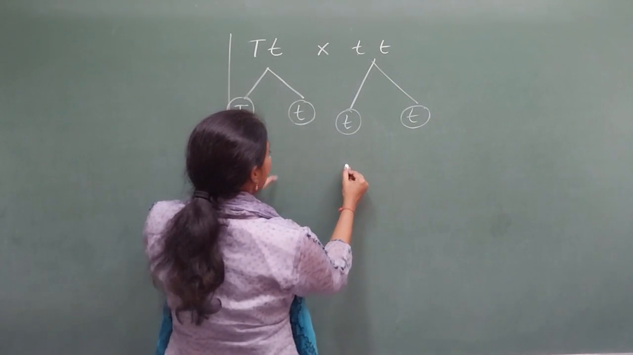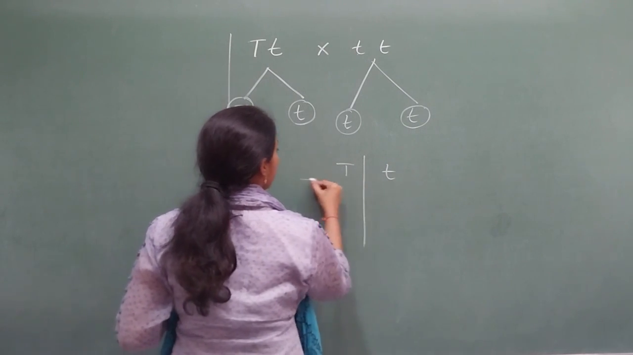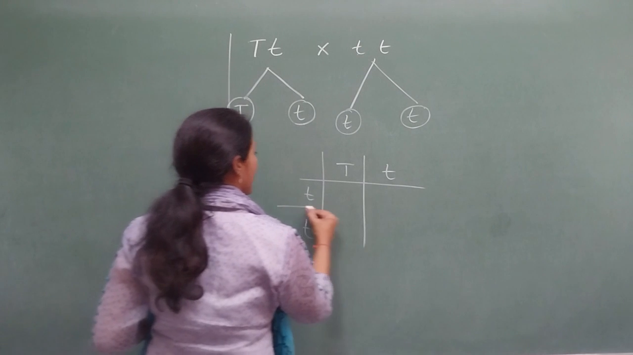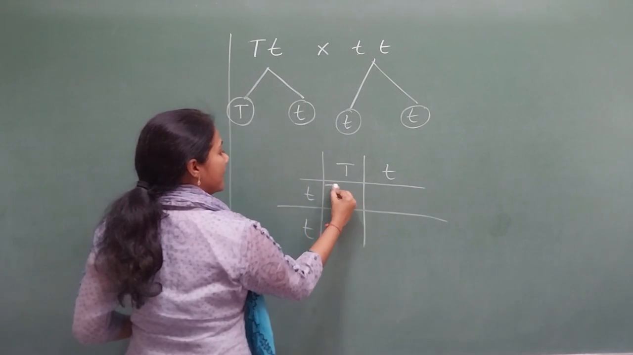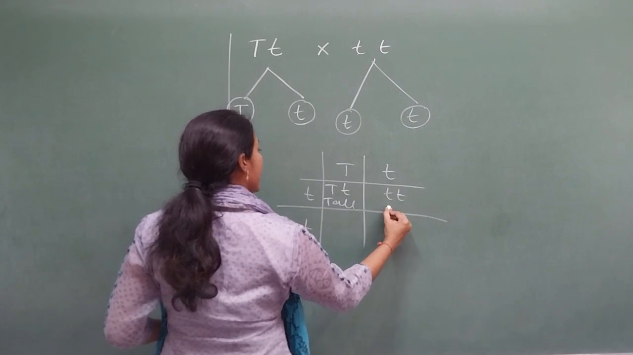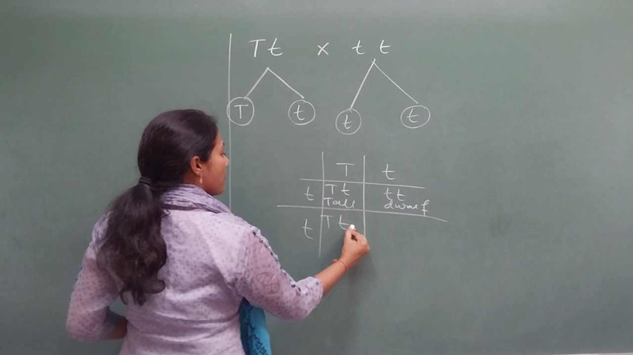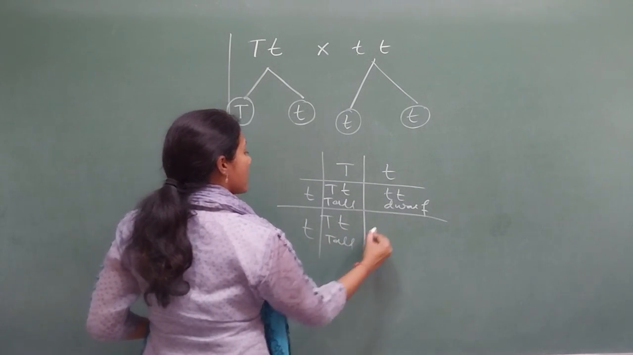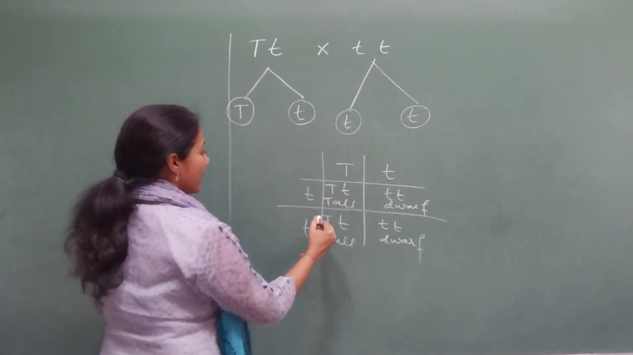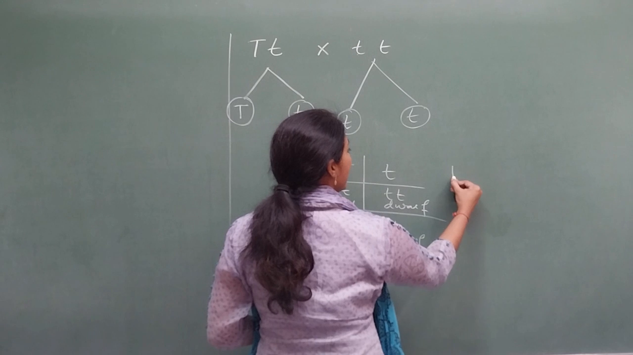Gametes of this parent I will mention horizontally, and gametes of this parent I will mention vertically. So now just multiply. Capital T, small t, that means tall variety. Small t, that means dwarf variety. Capital T, small t, that is tall variety. Small t, that is dwarf variety. Isn't it? So what is the phenotypic ratio here?